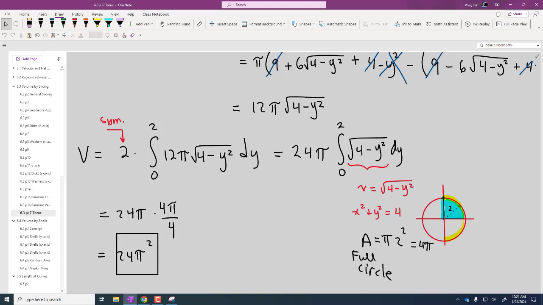Question? Why is it 4 pi over 4? So the shaded blue region here is 1/4 of the area of the full circle. The area of the full circle of radius 2 is pi times 2 squared.